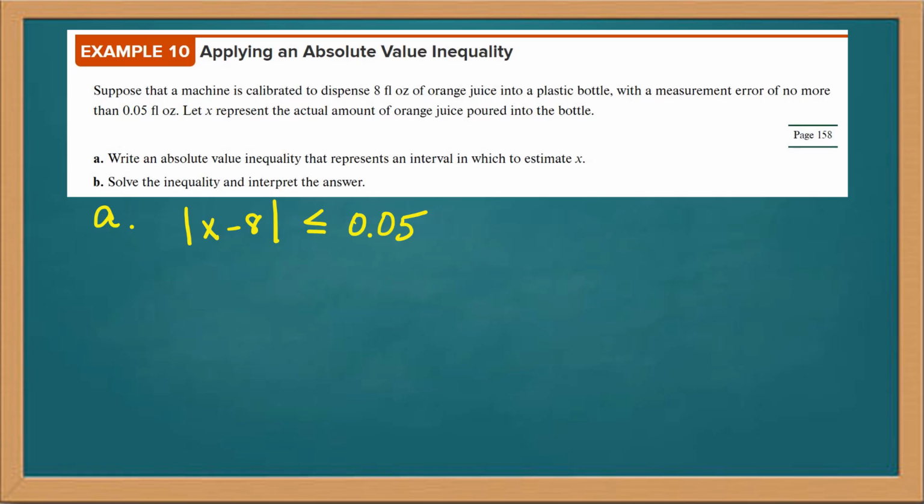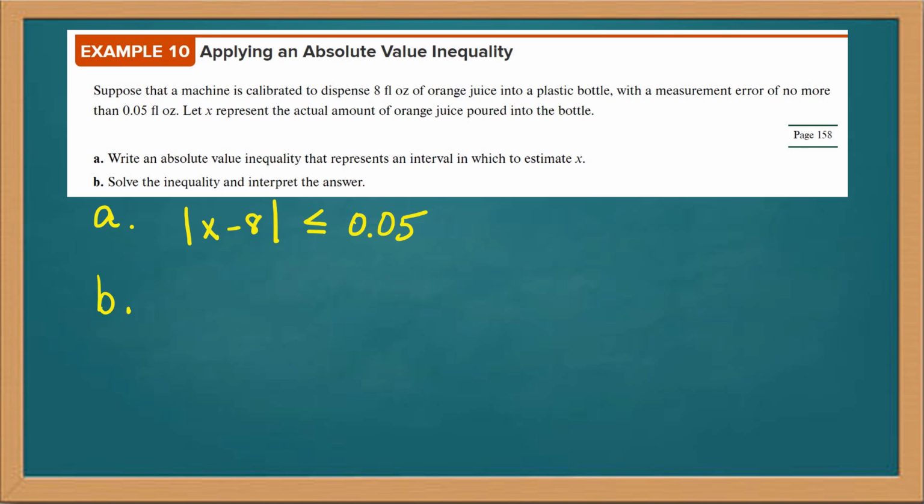The difference between the actual amount in the bottle, x, and 8, the amount it's supposed to put in there, can't be more than 0.05. It could be a little more, it could be a little less. So we use absolute value because it could be like 7.99999 ounces, or it could be 8.0001 ounces. So we want to include both possibilities, and that's why we use absolute value.